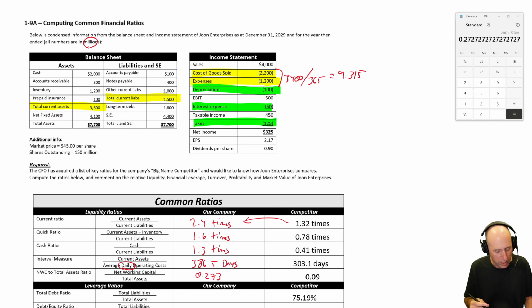And this is just a measure of what percentage of our assets is working capital, is short term. So it's a liquidity measure, and bigger is more liquid, we're more liquid. So I can just conclude on this. We are in a significantly more liquid and therefore better position than our competitor as far as, again, liquidity goes.